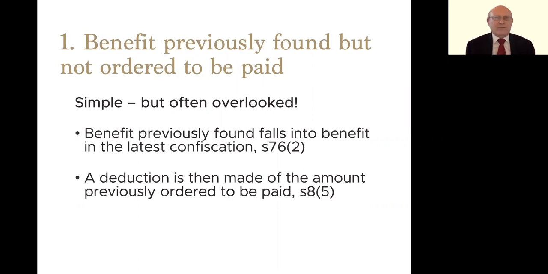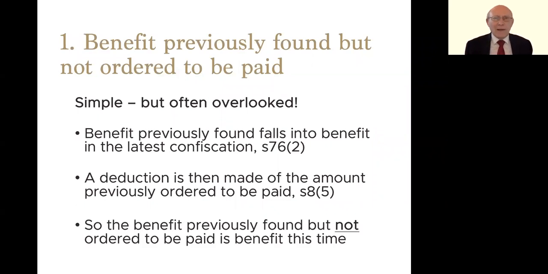We then deduct from that total of benefit the amount which he has previously been ordered to pay. Not the amount of the benefit previously found, but the amount of that benefit which he has been ordered to pay, which of course might be limited because of his available amount at the time. So we deduct that off. And so the benefit that we are bringing into his new criminal lifestyle confiscation is the benefit previously found, which he has not previously been ordered to pay. So we're going to deal with it this time.